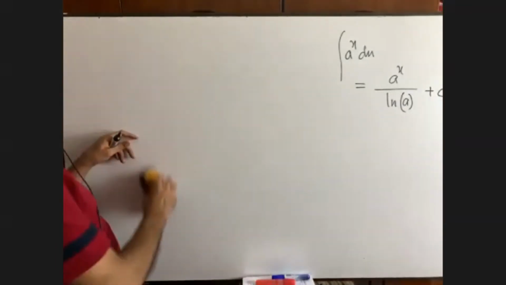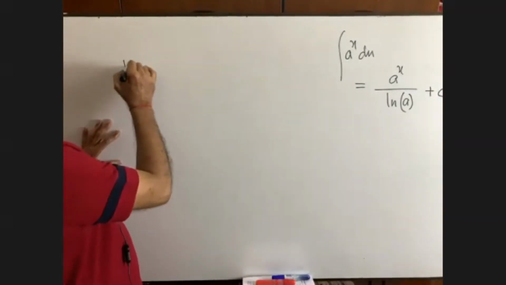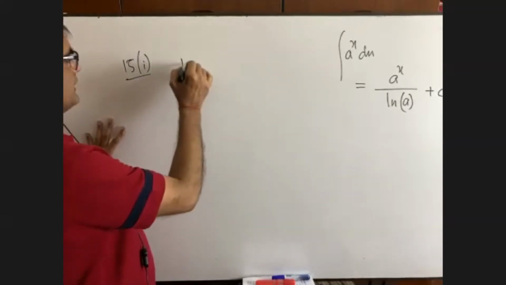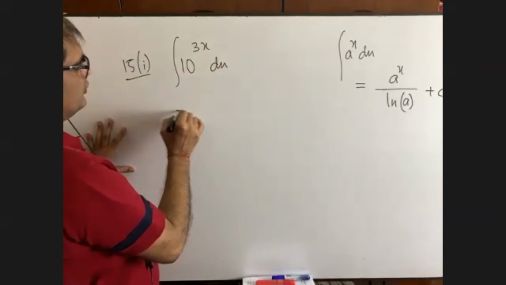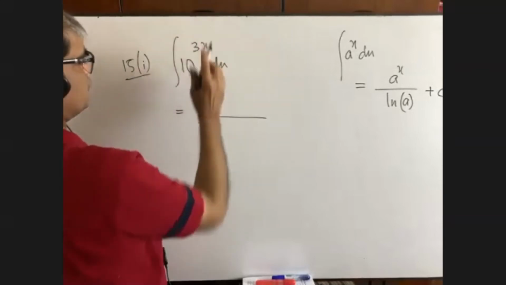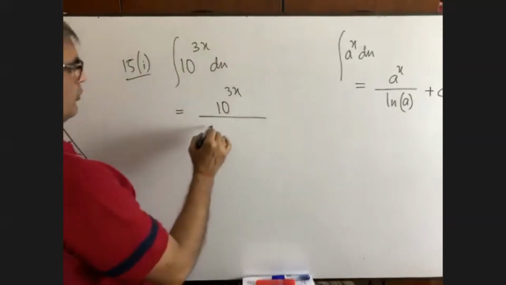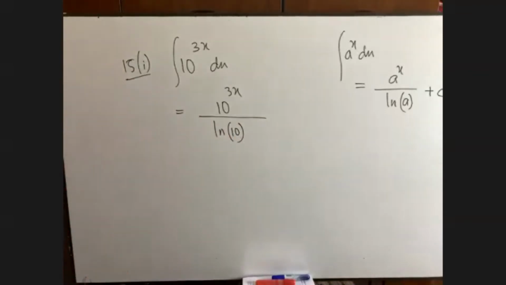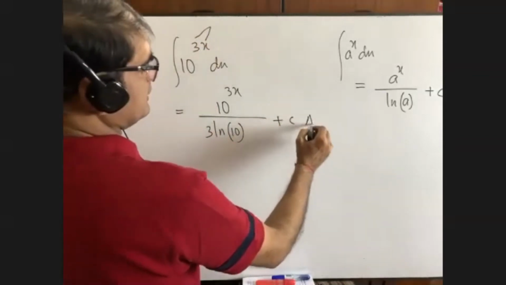So we'll have some maths on this. That's question number 15.1. 15.1 is 10 to the power 3x dx. You just compare with this. What is the answer? It is a to the power x, so it will be a to the power x by ln a. What is a here? A is 10, ln 10. What is the coefficient of x? The coefficient of x is 3. 3 plus c, we are done.